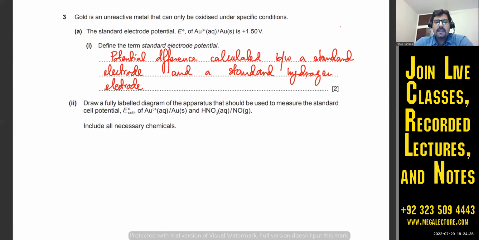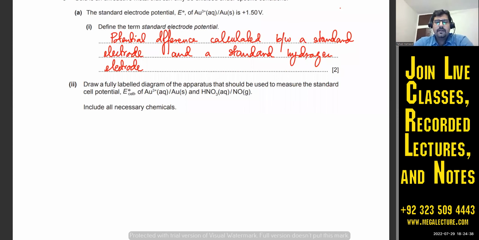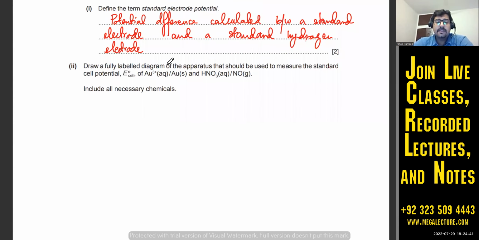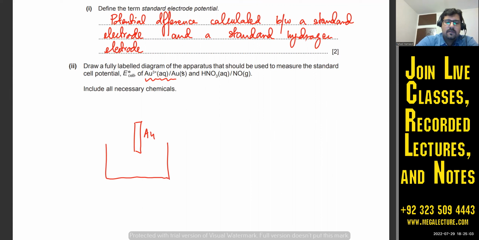I said draw a fully labeled diagram used to measure the standard cell potential of this electrode versus this electrode. Now you can see that's a gold ion, which is aqueous, and gold. So that electrode is Au, the gold will be the electrode, and your solution will have Au3+ ions. That's one electrode. The other one has a gas in it, gas and aqueous, NO and HNO3.